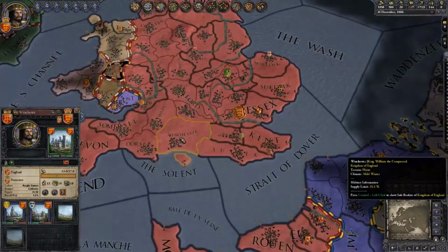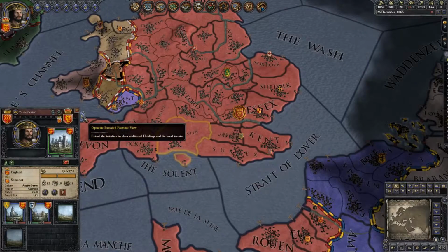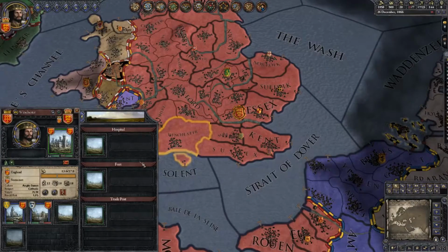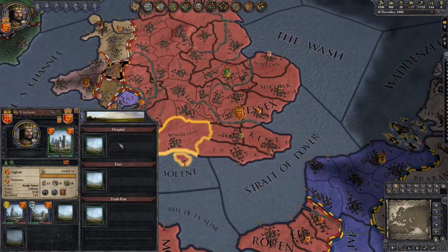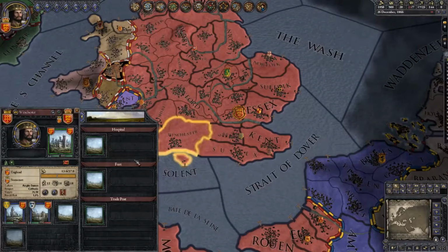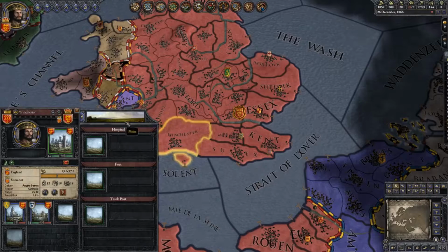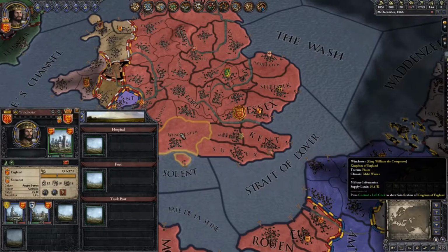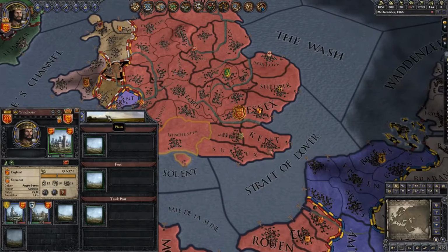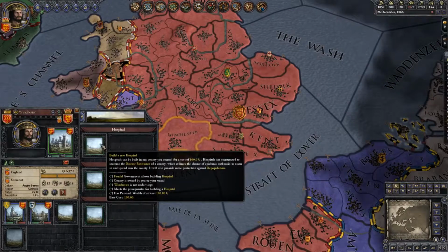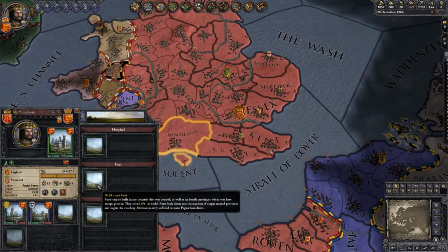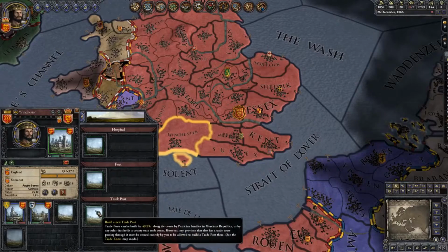That's important to know for right here because on this tab, the extended province view, which you may not have if you don't have Reaper's Due. I want to say this came out with Reaper's Due. But it'll give you an idea of what the landscape looks like instead of just hovering over it. See terrain, plains. You can look here. You can build a hospital for 100 coin. You can build a fort for free, or you can build a trade post.